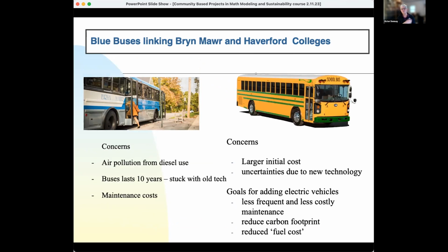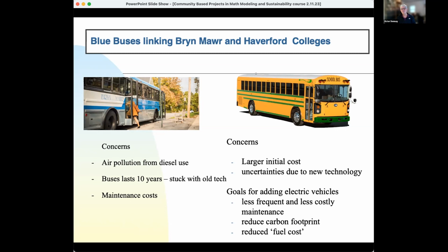So some of the concerns with the gas bus: the pollution from diesel. If we were to buy a new bus that was diesel, it was going to last for like 10 years, and we'd be stuck with this old technology as the world changed. And then maintenance costs, certainly for the old bus, were pretty high. But the research shows that electric vehicles have a lot lower maintenance costs, but they do cost a lot to buy. So that was a concern. And then when you're doing the first one on the block to do something new, you're never quite sure if it was going to work.